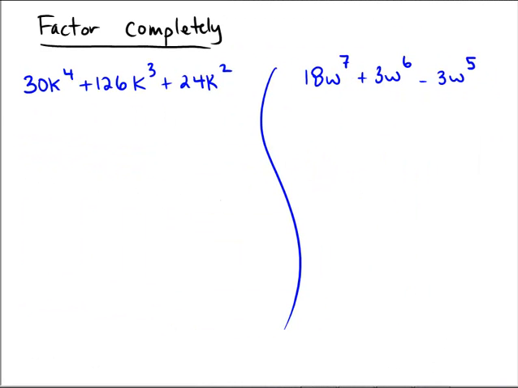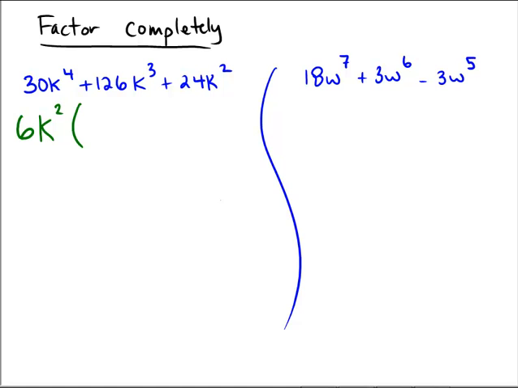In class, we like to call these ones MVP factoring sometimes. Okay, we have 30k to the fourth plus 126k cubed plus 24k squared. We need to factor this completely. So what's a common number that goes into all of those quantities, or greatest common factor that goes into all of those terms? Let's see, I got a 6, and I can pull out a k to the power of, it looks like 2. Once I do so, what's left?